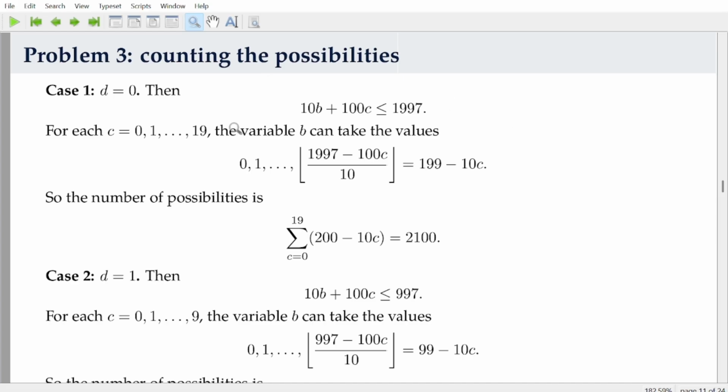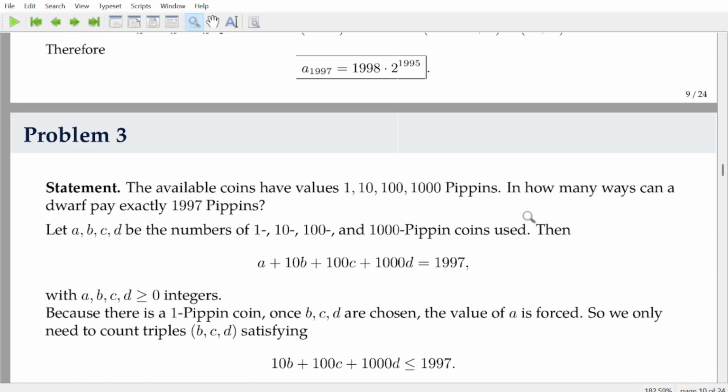That's such that this inequality is satisfied. And once we've chosen that, the value of a is going to account for anything else we've missed. All we care about is finding values of b and c such that this inequality is true. Then once we have b, c, and d, we can figure out a because we can just subtract 10b plus 100c plus 1000d from 1997.